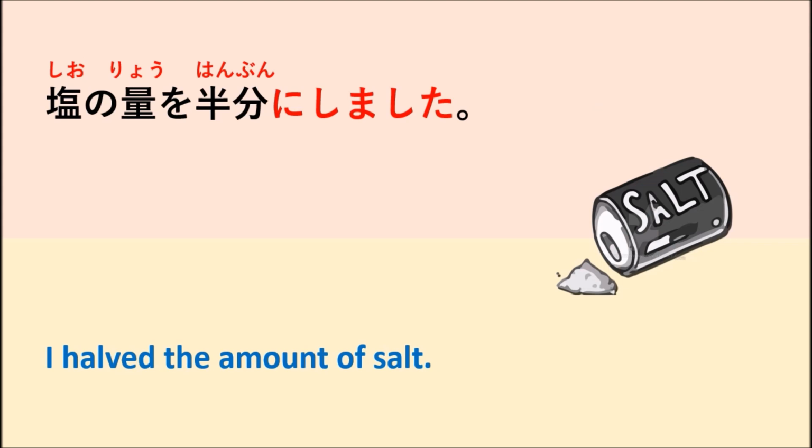So this is about how to use ni shimasu and kushimasu. Here, you see that at the front of the sentence, they don't say Tanaka-san or Suzuki-san wa shio no ryou o hanbun ni shimashita. They don't say that. When they don't say that, it means you are talking about the person who speaks the sentence. But if not, the speaker will put the name of the person who does the action in the sentence.